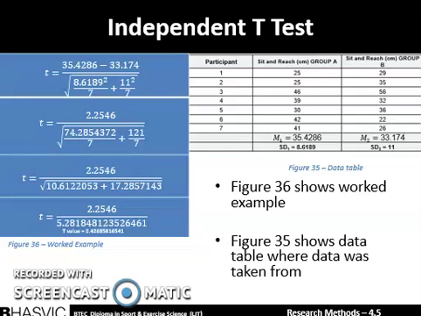The first stage shown in figure 36 is to input the data values into the formula, which becomes 35.4286 take away 33.174 divided by the square root of 8.6189 squared over 7 plus 11 squared over 7. From this stage, the next few levels are to simplify the equation until it gets to a stage in which the division to find the t-value is done easily, which in this case is when the equation is 2.2546 divided by 42818481235264661. This gives a t-value of 0.416858165541, which should then be compared to the relevant critical value taken from the critical value table to see whether the difference between the datasets is statistically significant or not.